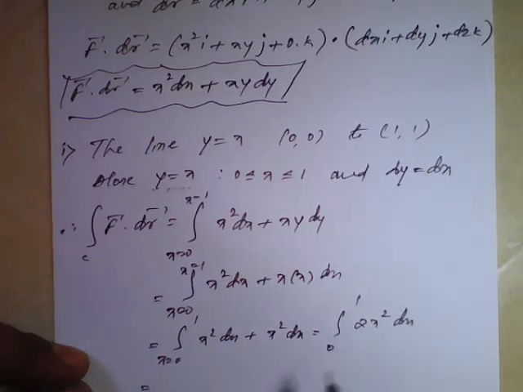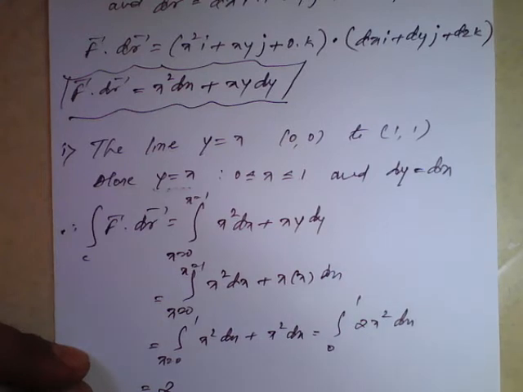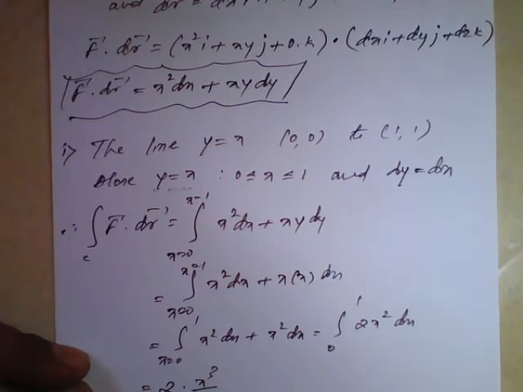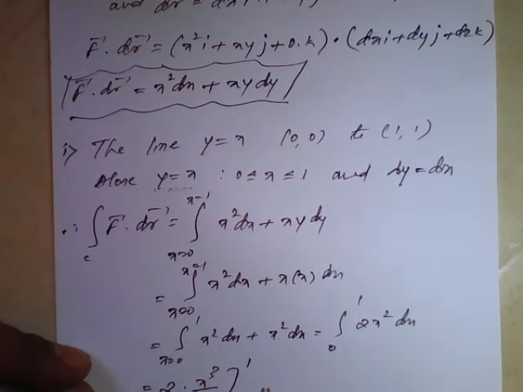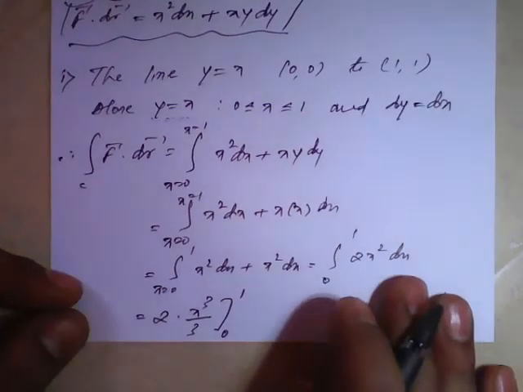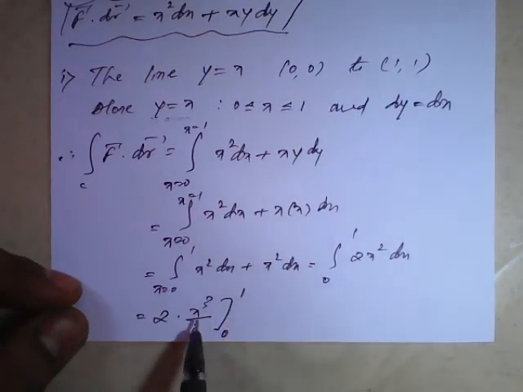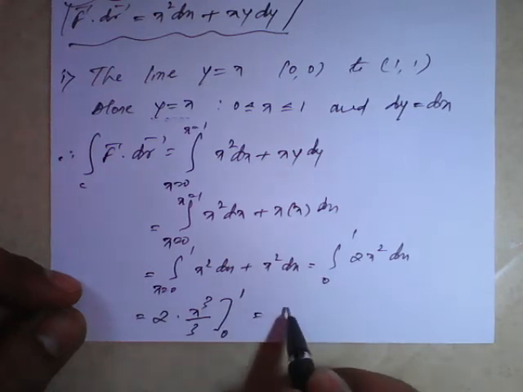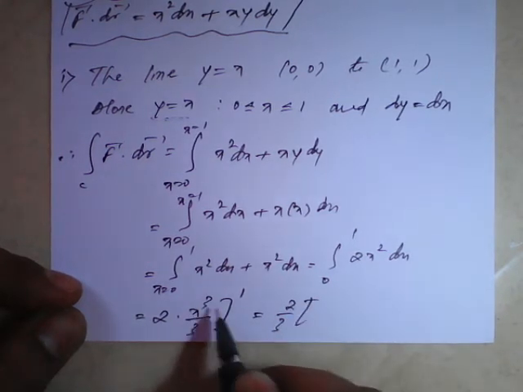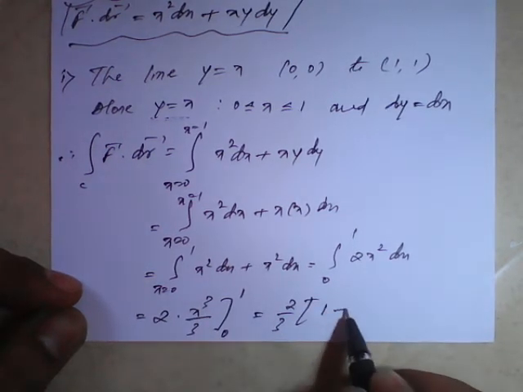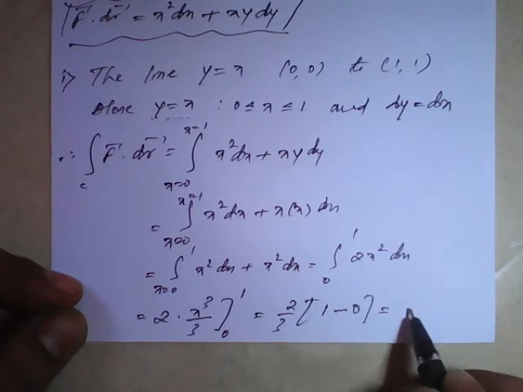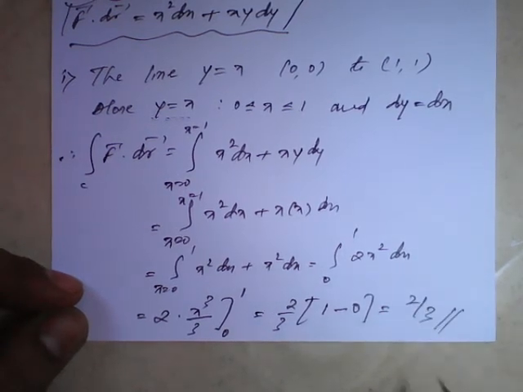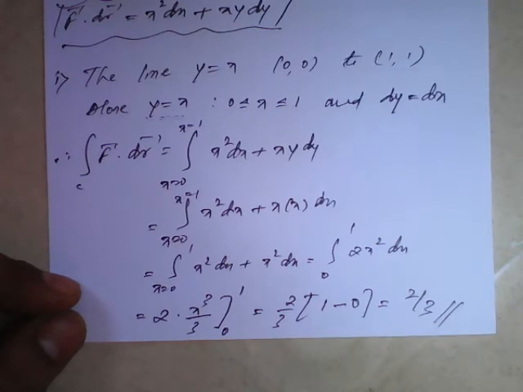So 2 is a constant. Integration of x square is x cube by 3, limit from 0 to 1, which is nothing but 2 by 3 as it is. Apply the upper limit 1 minus 0, the lower limit is 0, so the answer is 2 upon 3 for the first condition.